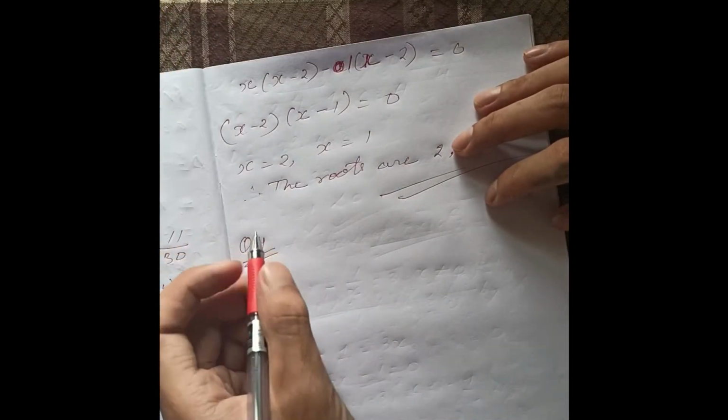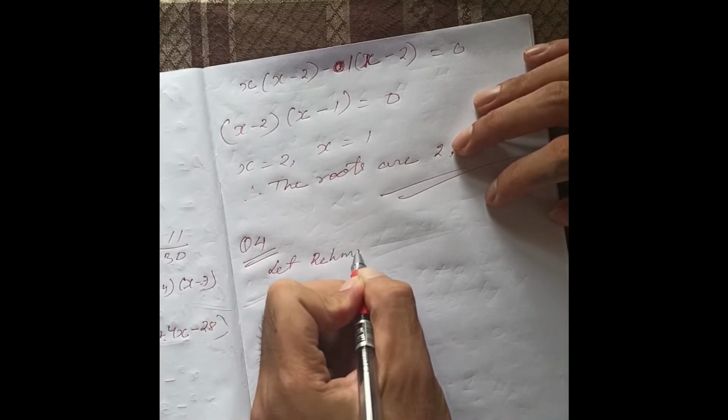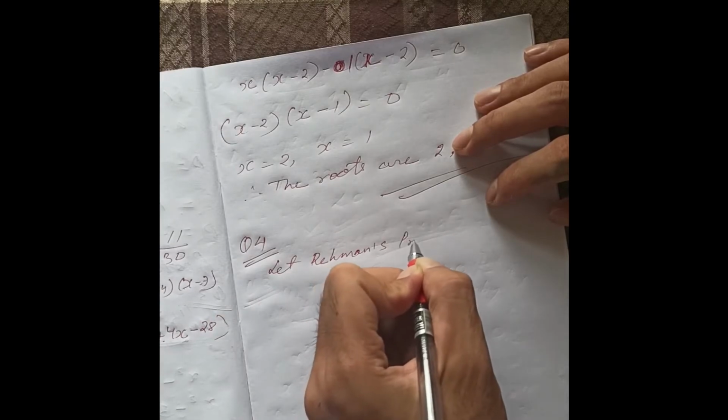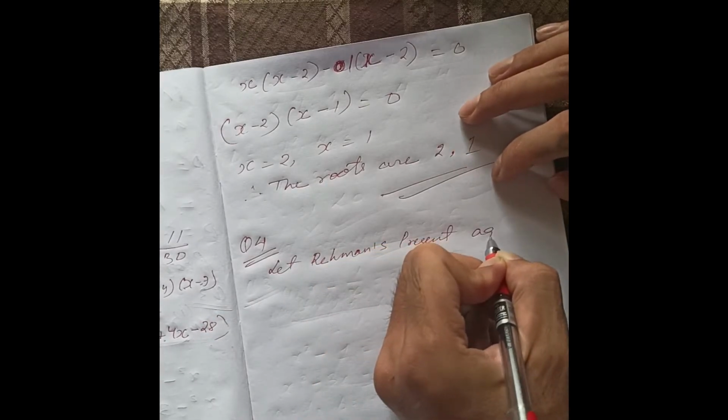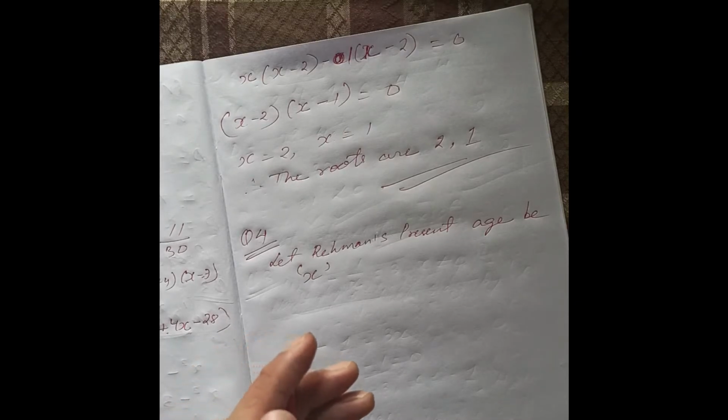So let's do one thing. Let Raymond's present age be x. We have to find x. There are two conditions given here. One is 3 years ago and the other one is 5 years from now. That means after 5 years.